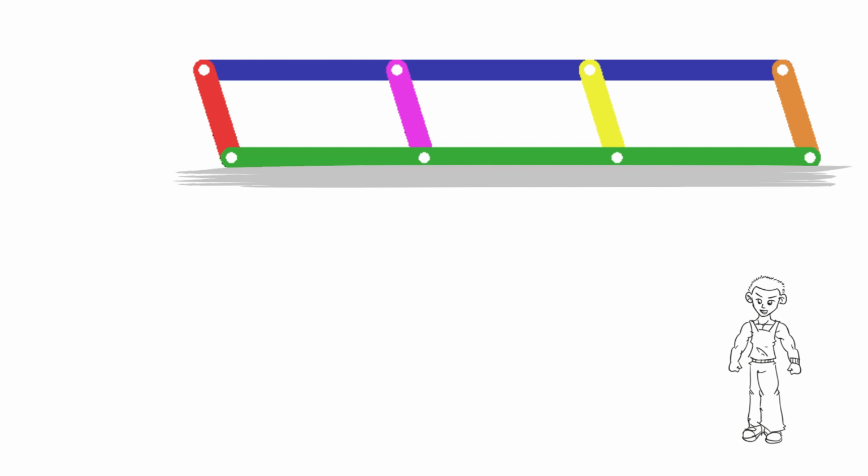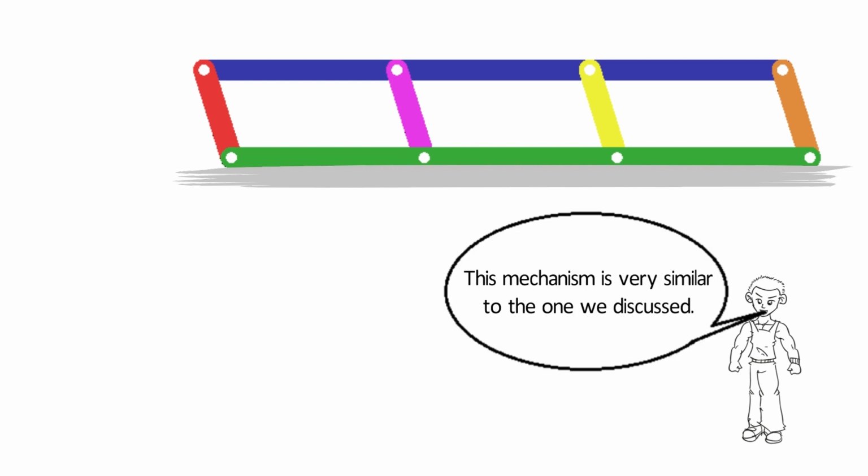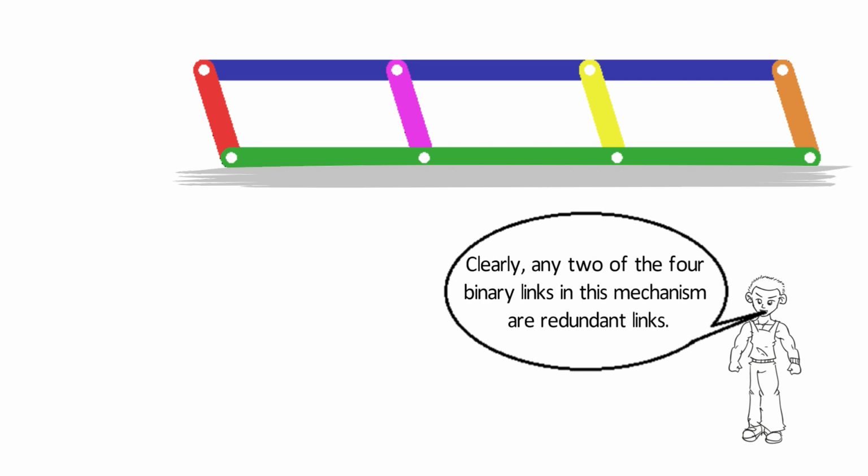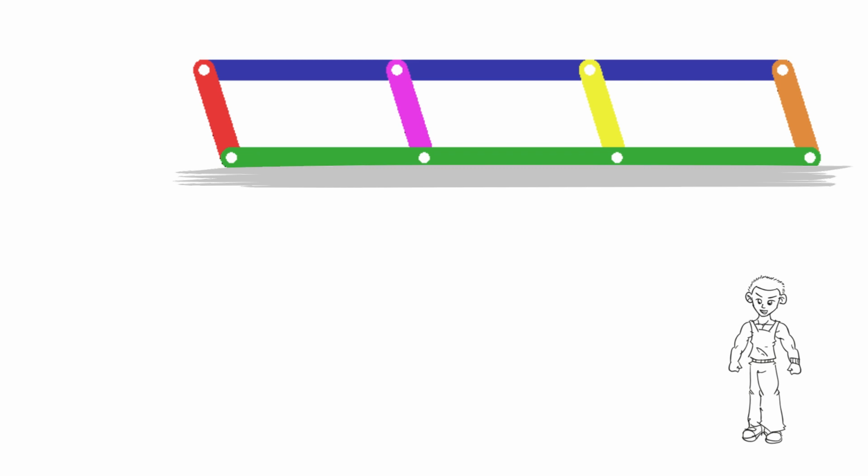Now, here is a challenge for you. Try to identify the redundant links in this mechanism, if there is any. You may pause the video while you think. This mechanism is very similar to the one we discussed. Clearly, any 2 of the 4 binary links in this mechanism are redundant links. Correct. This mechanism too has 1 degree of freedom as discussed in the video.